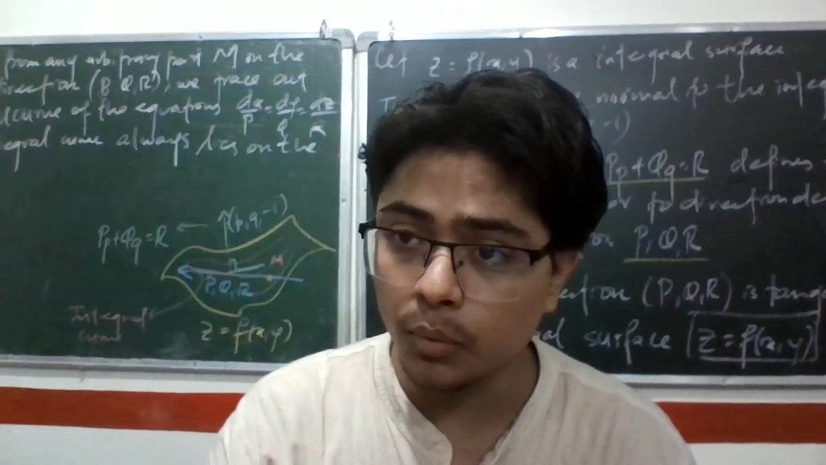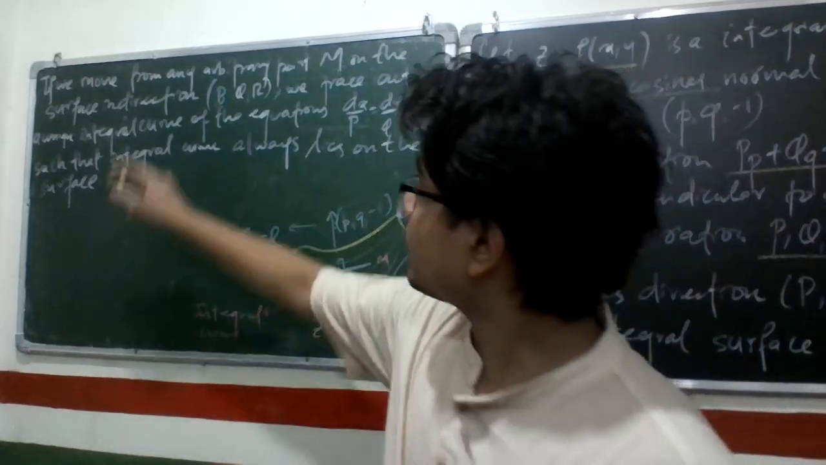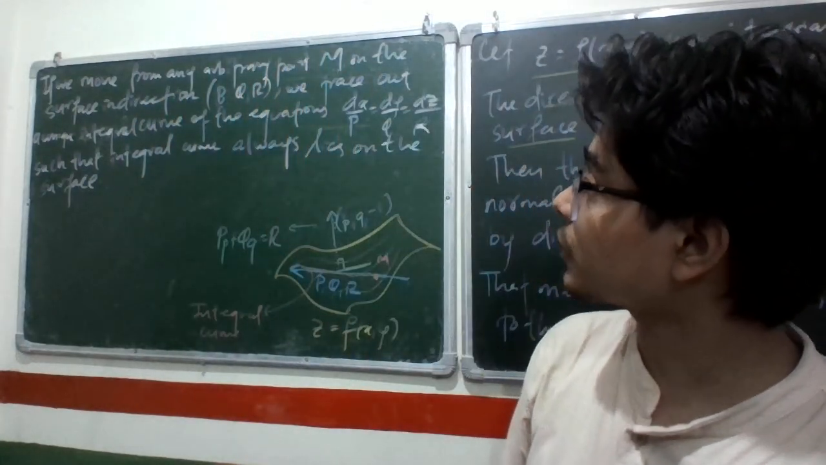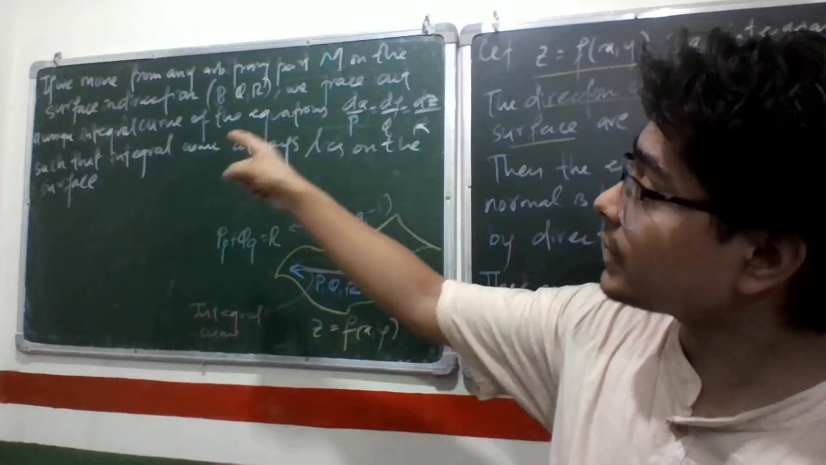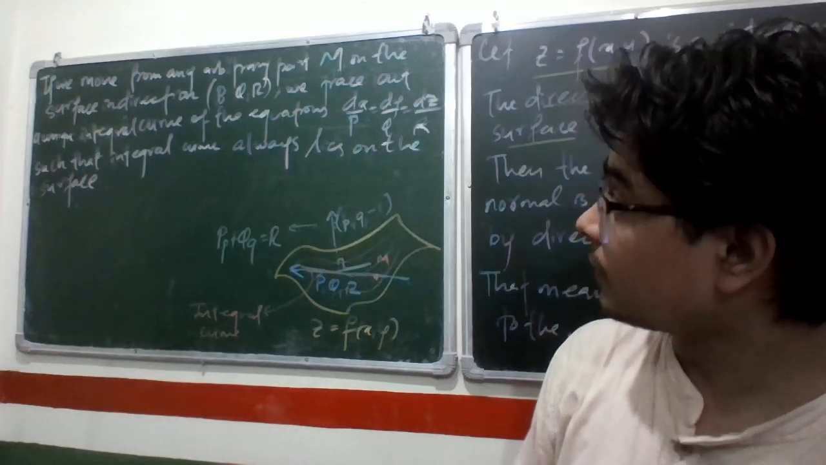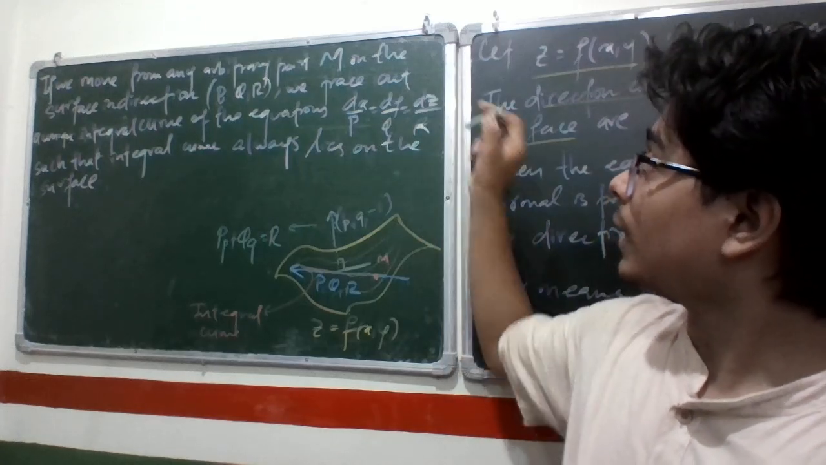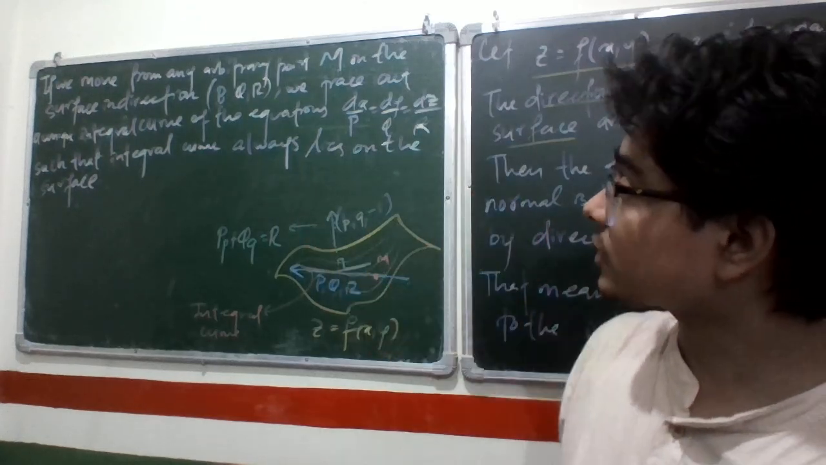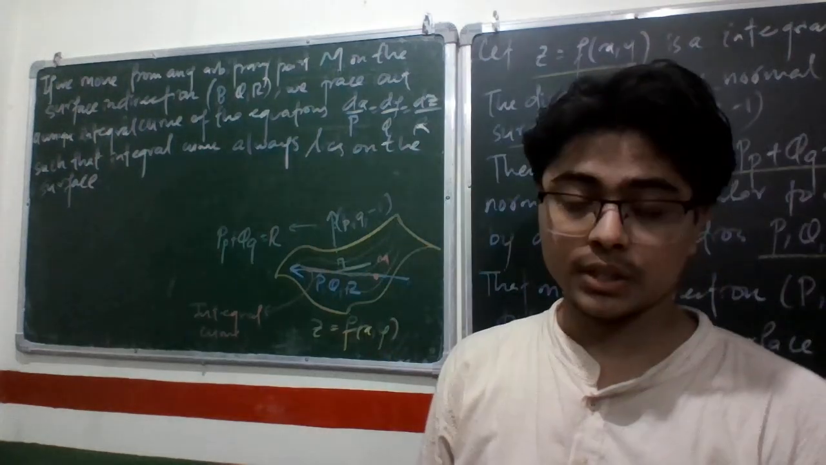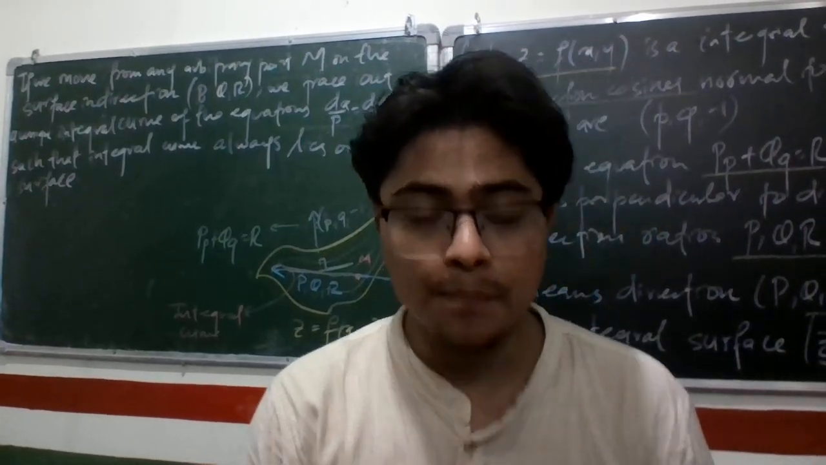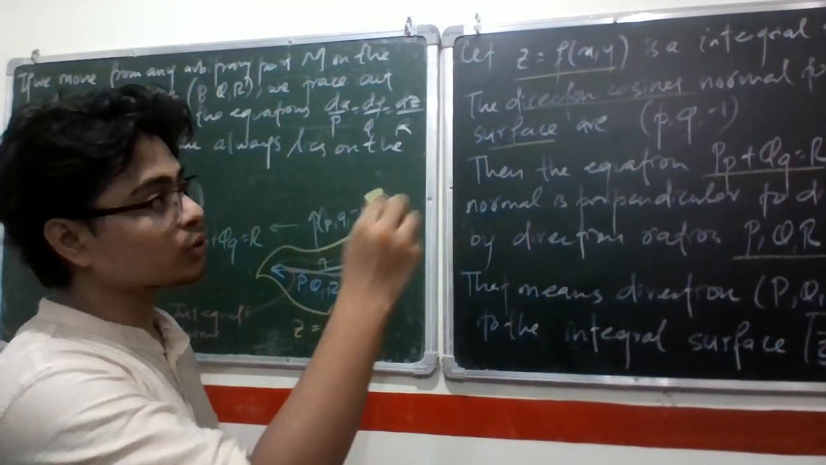So if we move from any arbitrary point M on the surface in the direction P, Q, R, we can trace out a unique integral curve of the equation dx by P, dy by Q, and dz by R, such that the integral curve always lies on the surface. So what does that mean? To see all of this at once, let's again go through this proof.